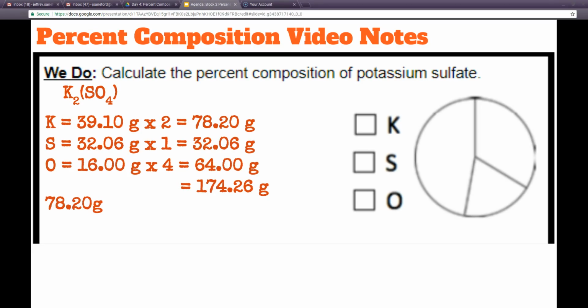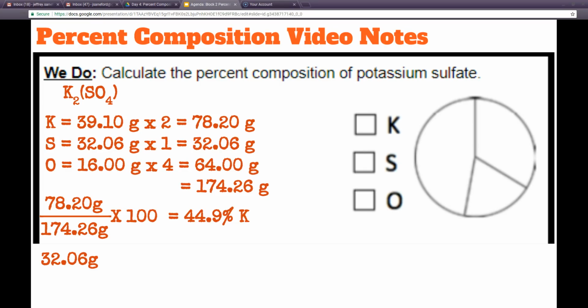So now we want to figure out the percent composition. Let's work through each one. Potassium, we're going to start off with the part that is potassium, 78.20 grams divided by the whole mass, 174.26 grams, times 100 to give us 44.9% potassium. Sulfur, we'll do the part that is sulfur, 32.06 grams divided by the whole mass, 174.26 grams, times 100 gives us 18.4% sulfur.